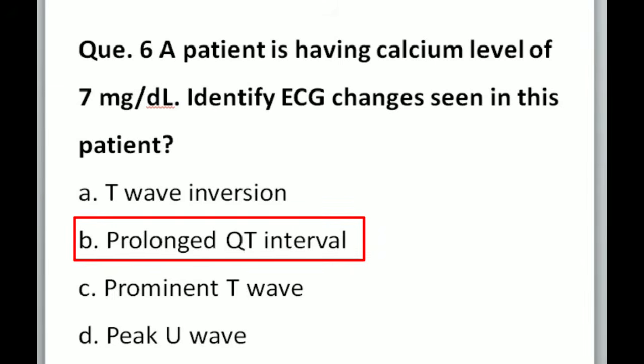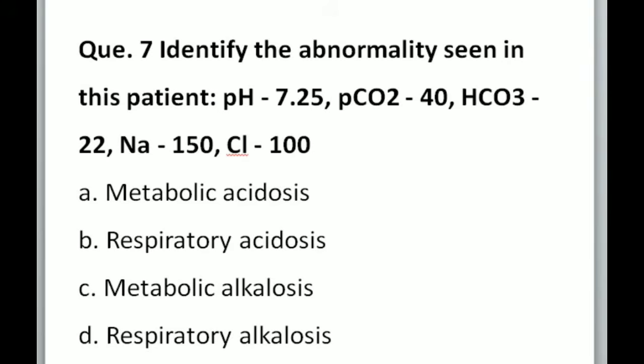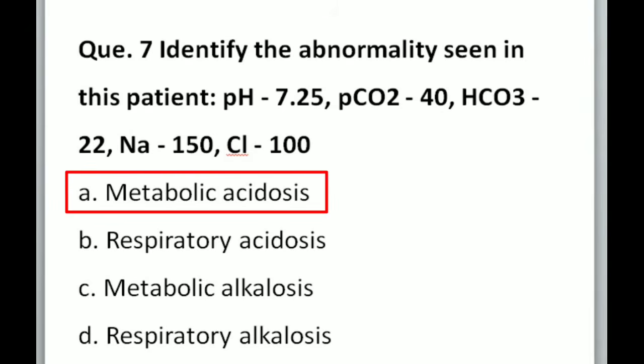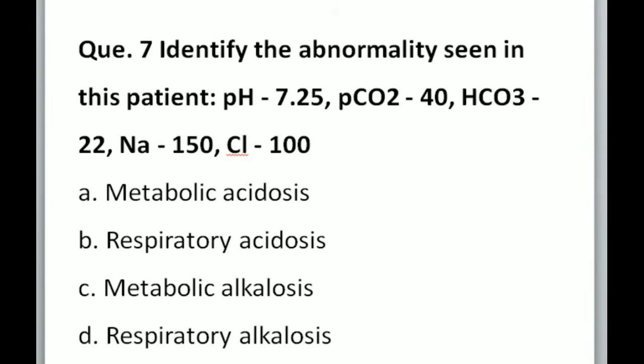Q7. Identify the abnormality seen in this patient. pH 7.5, PCO2 40, HCO3 22, Na 150, Cl 100. A. Metabolic acidosis. B. Respiratory acidosis. C. Metabolic alkalosis. D. Respiratory alkalosis. Correct option is A. Metabolic acidosis.